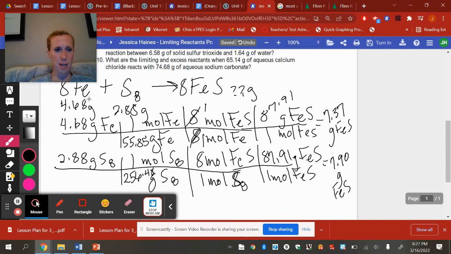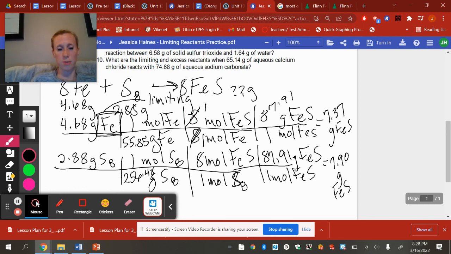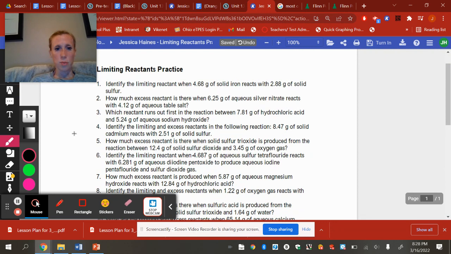So which of these two reactants runs out first, the iron or the sulfur? Well, the one that produces less product is the limiting reactant. So the iron is limiting. If they were asking for the excess, of course, then we would say the sulfur. So be very careful as you work through these. Read what they're asking for. They may be specifying a certain product that they want you to calculate for. They may be just asking, like what that one did, identify the reactant. Again, I encourage you to use your activity series and solubility rules.